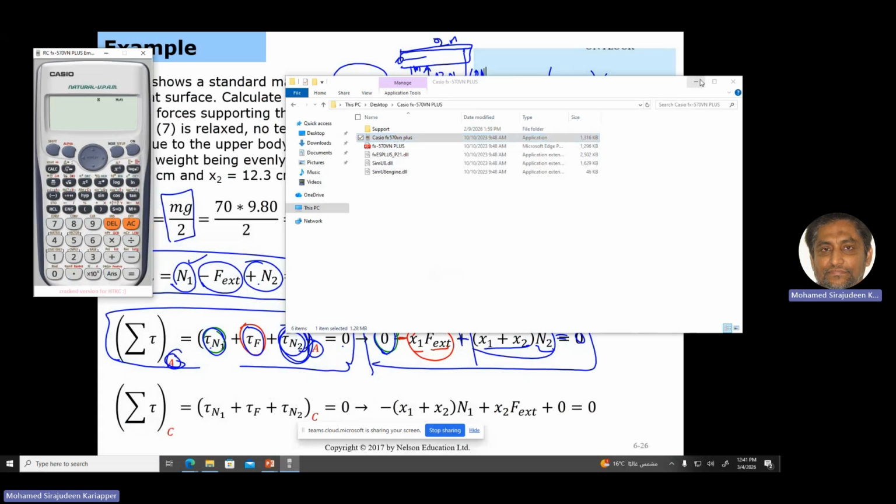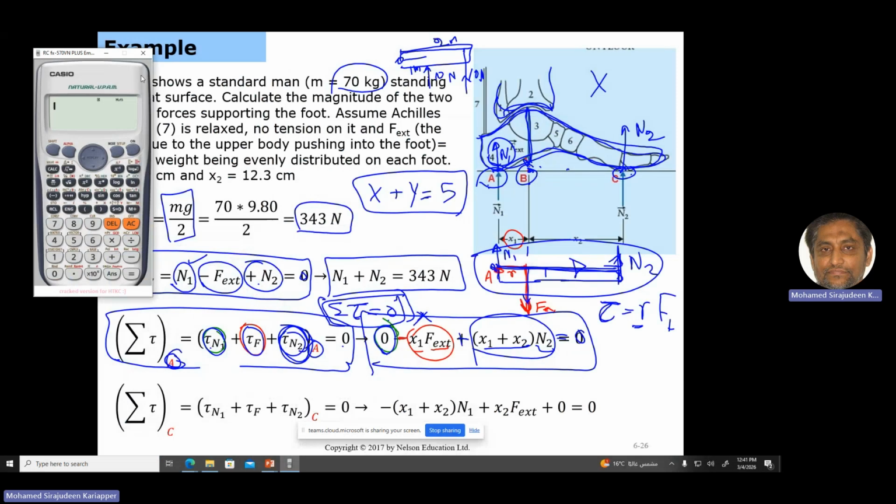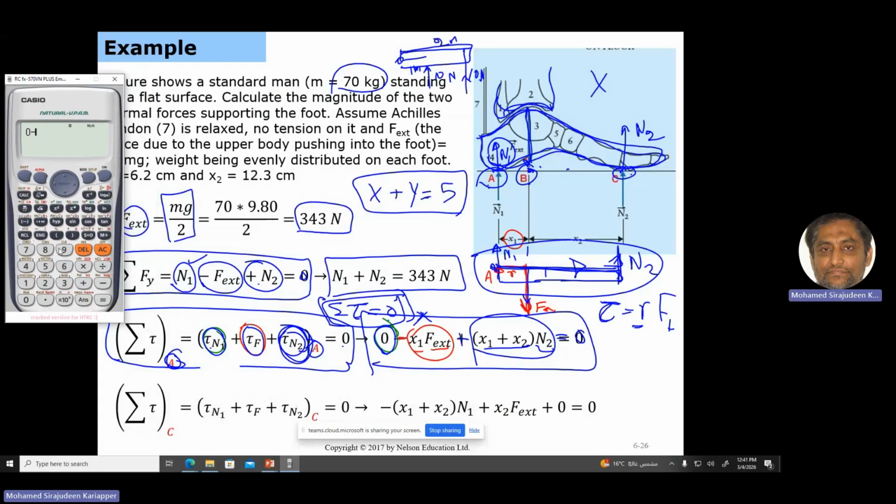Right. So all you have to do is enter here. What is the equation? 0. So you can just type 0. You don't have to, but no problem. Minus x1. What is x1? Somebody tell me, I'm covering it here. 6.2. Yeah, it is in centimeters, right? Do I need to convert it into meters? Probably no need, because why?